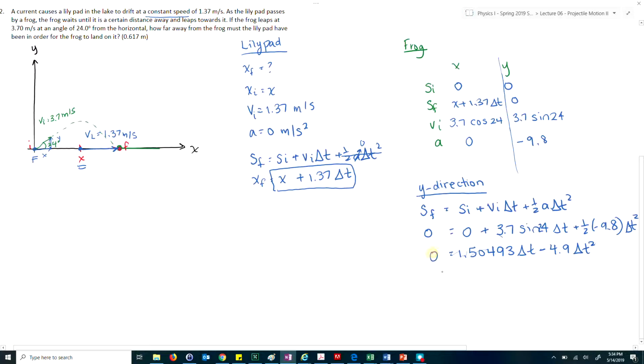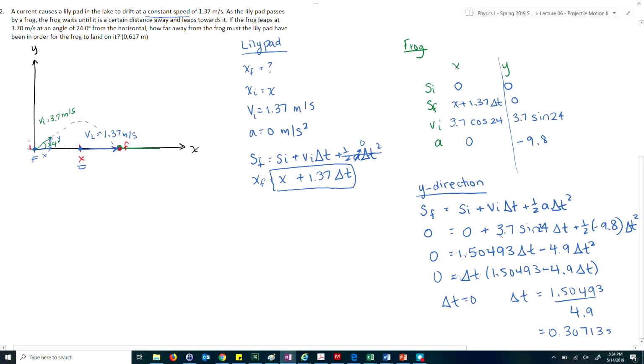So I'm trying to solve for delta t. I'm going to factor out the delta t here. So I have delta t, I'm going to factor it out. So I have 1.50493 minus 4.9 delta t. So I get delta t is equal to 0, and delta t is equal to 1.50493 divided by 4.9. So I'm going to type that into my calculator, and I get 0.30713 seconds.